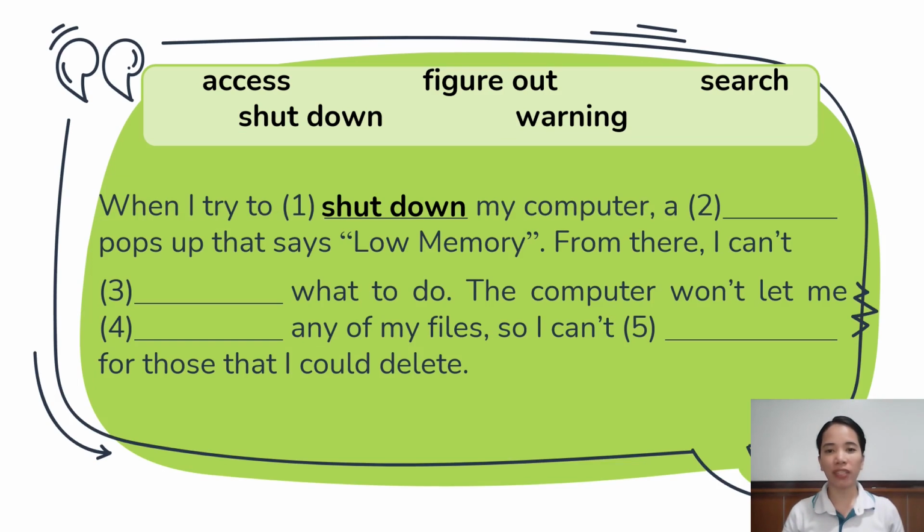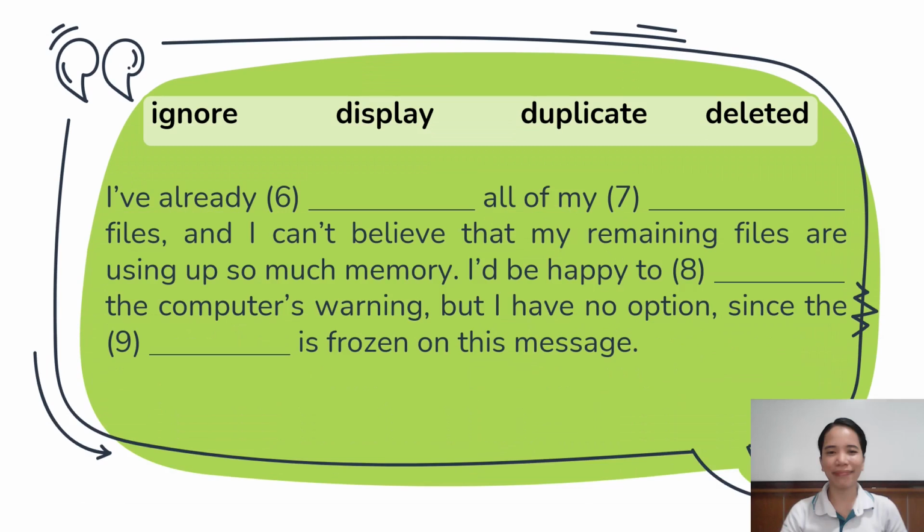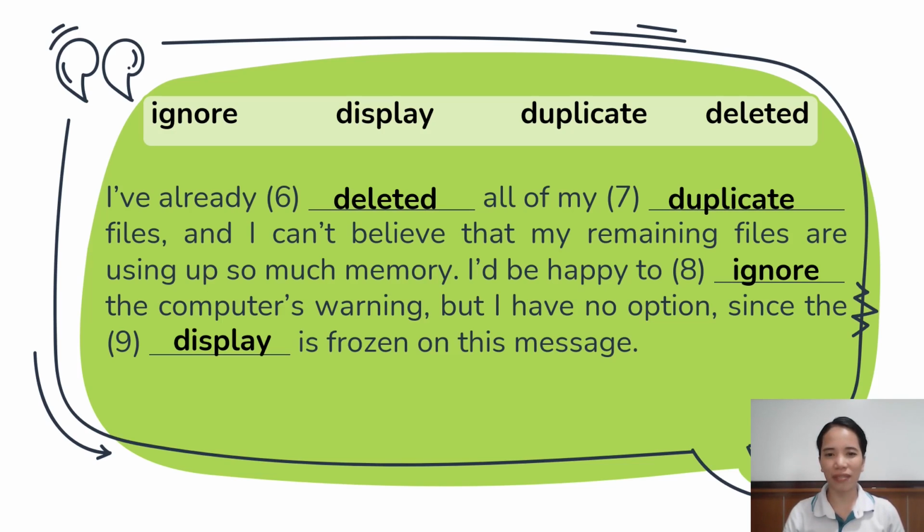When I try to shut down my computer, a warning pops up that says low memory. From there, I can't figure out what to do. The computer won't let me access any of my files, so I can't search for those that I could delete. I've already deleted all of my duplicate files, and I can't believe that my remaining files are using up so much memory. I'd be happy to ignore the computer's warning, but I have no option, since the display is frozen on this message.